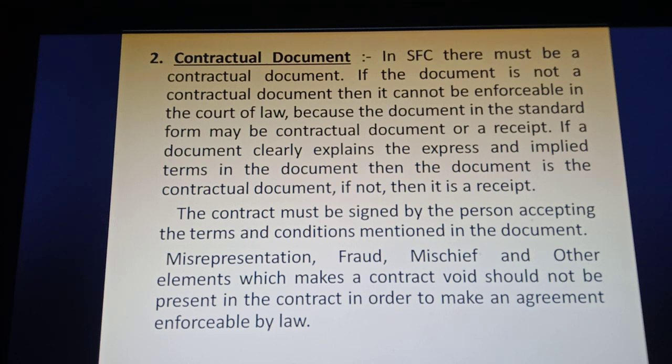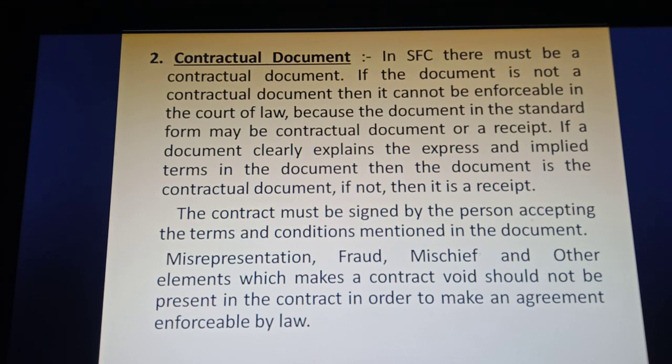If a document clearly explains the express and implied terms, then the document is a contractual document. But if the document does not explain the express and implied terms, then it is a receipt. And the most important point in this case is that it must be signed by the person accepting the terms and conditions mentioned in the document. The contract must be signed by the person accepting the terms and conditions.